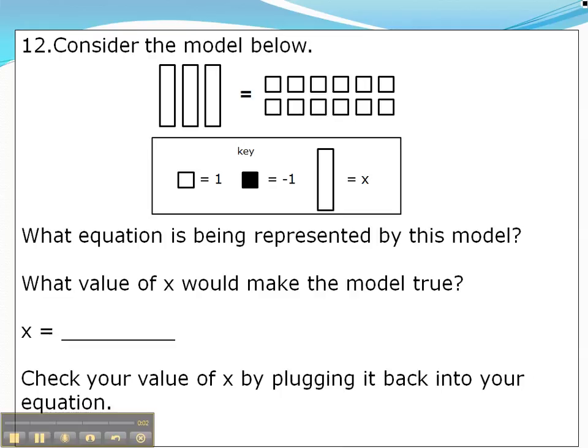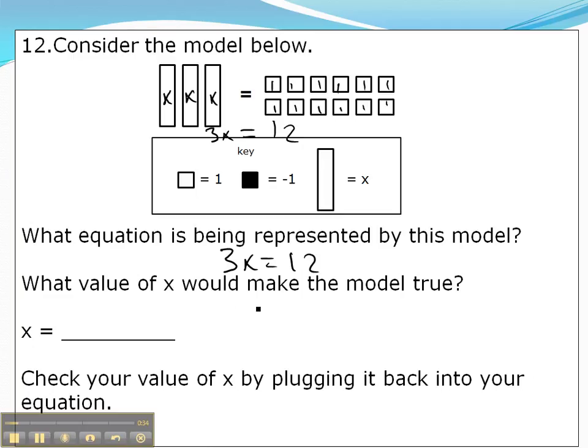Problem 12. Consider the model below. What equation is being represented by this model? Well, let's look at our key. The white rectangles are x, so I have 3 x's, x plus x plus x, or 3x on this side, equals each white square is 1, so the value on the right side would be 2, 4, 6, 8, 10, 12, 12 total. So 3x equals 12 is the equation.